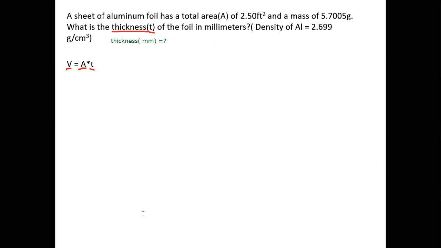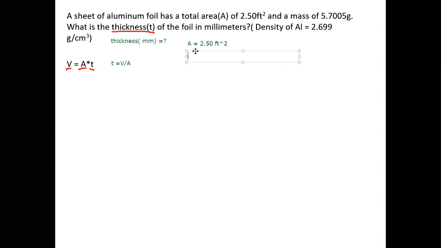So if we rearrange this equation, we'll see to solve for the thickness, we need to have the volume divided by the surface area. So if we know the volume of the foil and we know its surface area, we can find the thickness. And again, there's many different ways you can approach this. So one route is, we need the volume and we need the surface area. Well, the surface area is already given to us, 2.50 feet squared. So that's given to us in the problem.